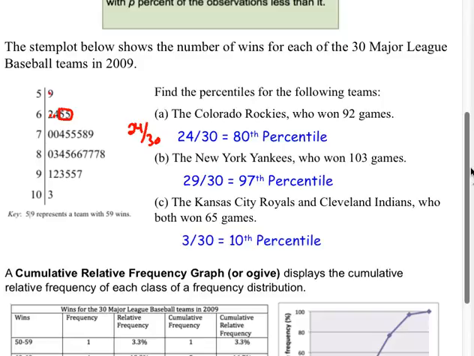All right, so that's how I find percentile. Again, we're literally looking at just what percent of the data is less than it. So you can count it up and divide by how much data there was.